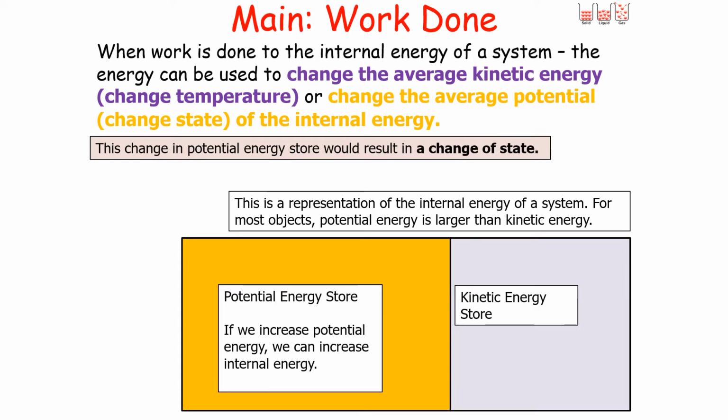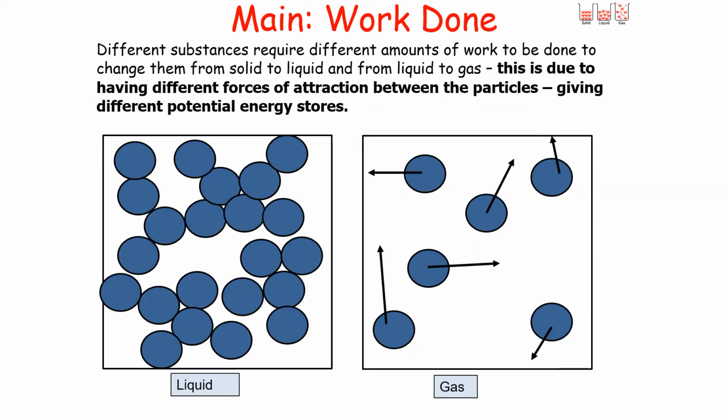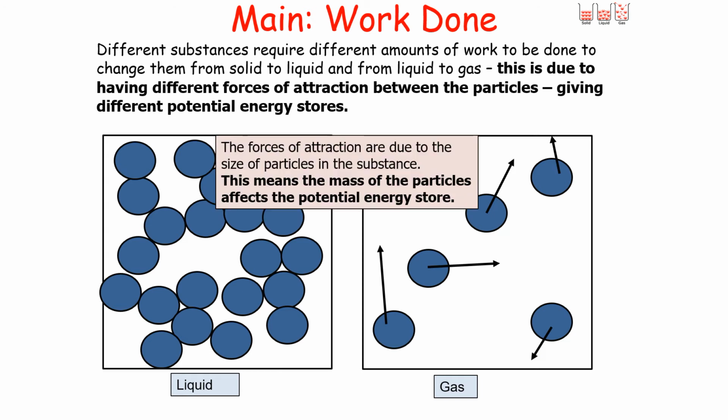So a change in potential energy store would result in a change of state. Now it's important to note that different substances require different amounts of work to be done to change them from a solid to a liquid to a gas, or any other state change. This is due to there being different forces of attraction between the particles giving potential energy stores. So the forces of attraction are due to the size of the particles in the substance. This means that the mass of the particles affects the potential energy store.